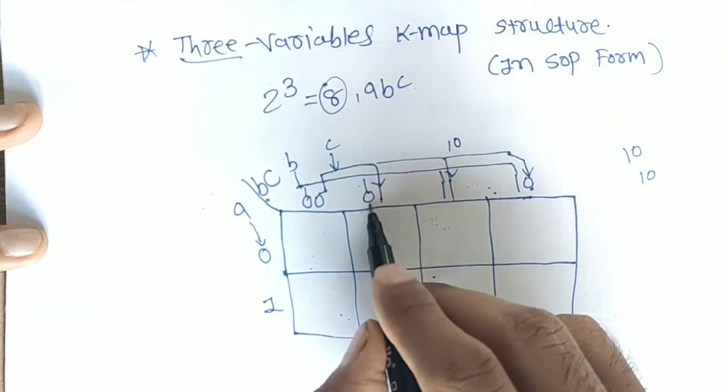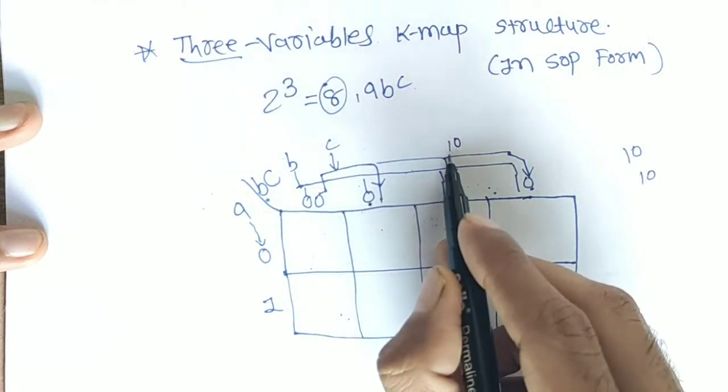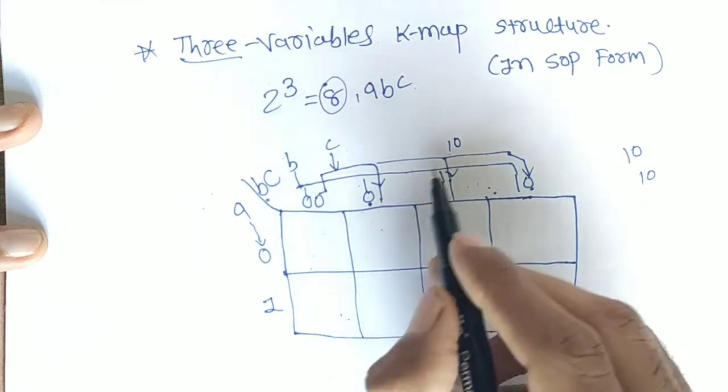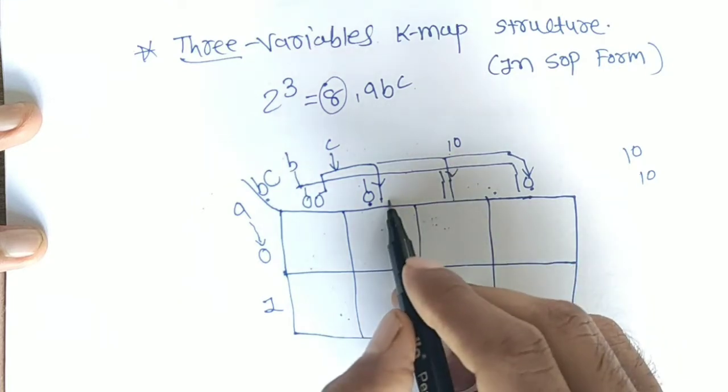So here is the 0. So now B here is 1, right? So 1 bit is different, and the value of C here is 1. So here is 0. Both bits are different.